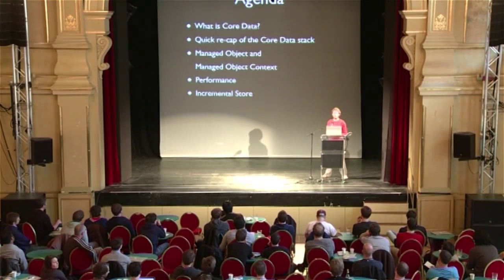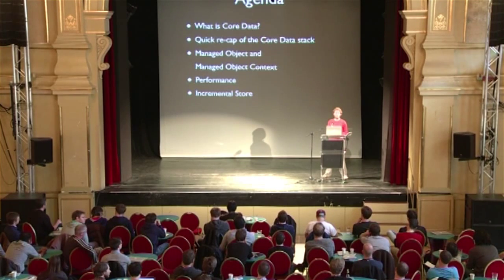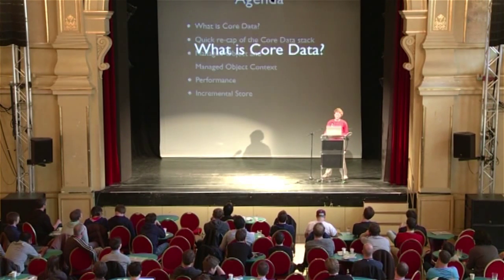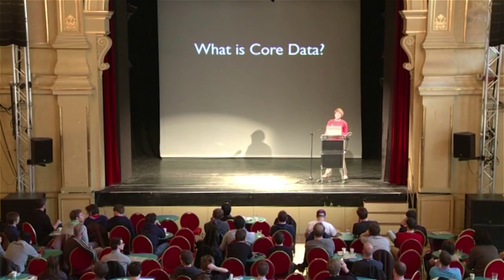So quickly, what is core data? We're going to get a quick recap of the core data stack, what goes where. Then I'll go into some more detail about managed object context. What are those? How should you use them? Then I'll talk about various things related to performance, and we might even get a few minutes to talk about the famous incremental store.